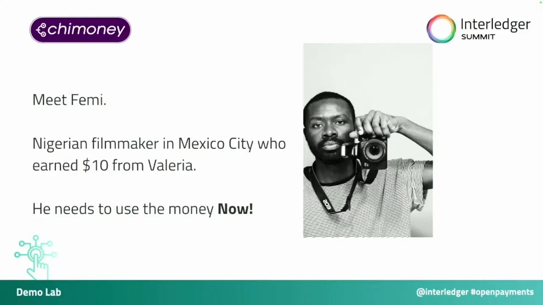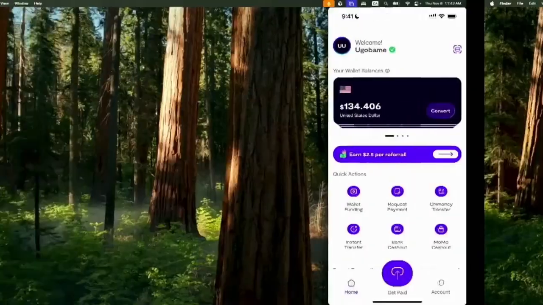Awesome. Thanks, Faheed. So meet Femi. Femi is a Nigerian filmmaker who just got paid by Valeria. And now Femi needs to use the money that he just got in the real world. So he's going to try to cash out his money to his Mexican bank account. And also he's going to send some to his family and friends in Nigeria. So we're going to see how that works in real time.